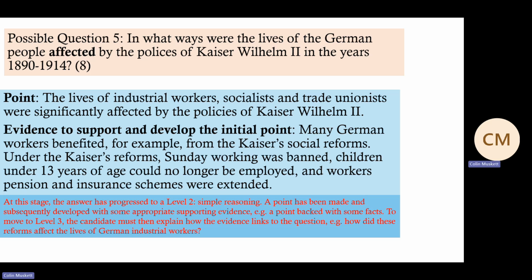So evidence, you could say, many German workers benefited from the Kaiser's social reforms. Sunday working was banned. Children under the age of 13 could no longer be employed. Workers' pension and insurance schemes were extended. So similar to what we've looked at recently, isn't it, empowering the people with factory reform. Now that's a level 2 response because there's point and evidence.